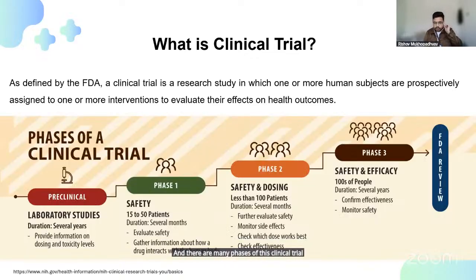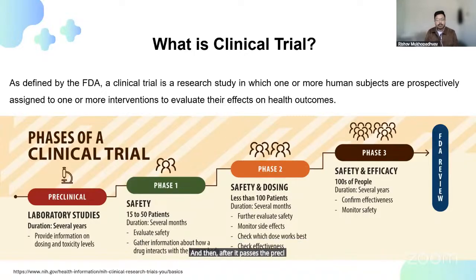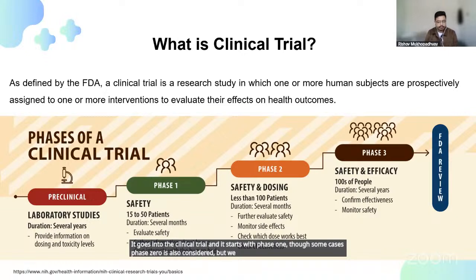It starts in the laboratory where scientists like us work with the medicines, or the vaccines in my case. We discover them, and we test them on animals and primates like monkeys and apes. Then after it passes the preclinical phase, it goes into the clinical trial. It starts with phase 1, though in some cases phase 0 is also considered, but we consider phase 1 the first phase.